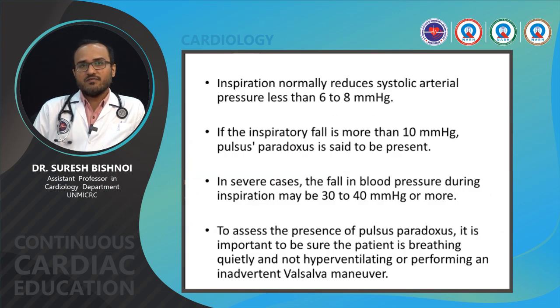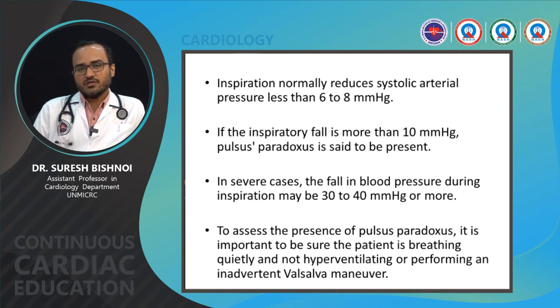But in patients who are having tamponade, this normal phenomenon is exaggerated. So as discussed, inspiration normally reduces the systolic arterial pressure by less than 6 to 8 mm, or some people say by less than 10 mm of Hg. But if this inspiratory fall is exaggerated, which is more than 10 millimeters of mercury, the pulsus paradoxus is said to be present. So basically this is an exaggeration of a normal physiological phenomenon and not a new phenomenon. In severe cases of tamponade, the fall in the blood pressure during inspiration may be as large as 30 to 40 millimeters of mercury or even more.